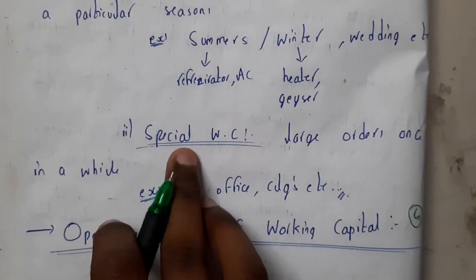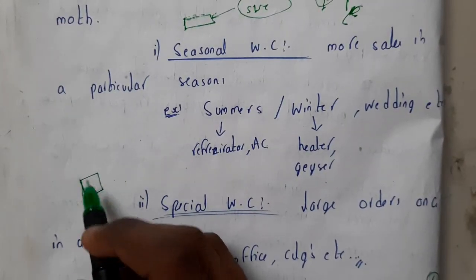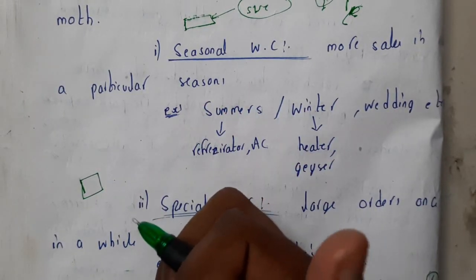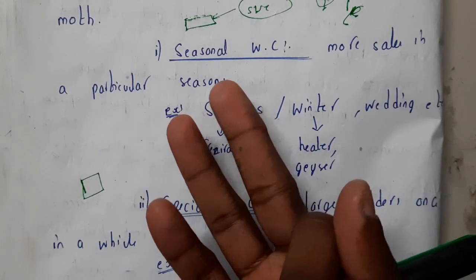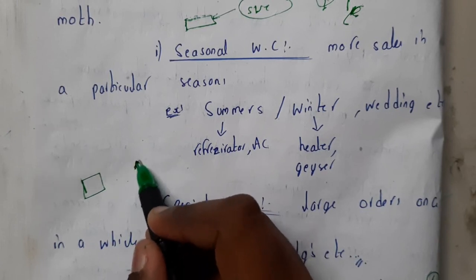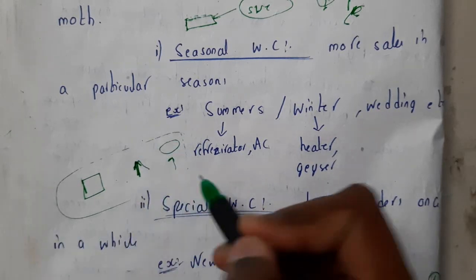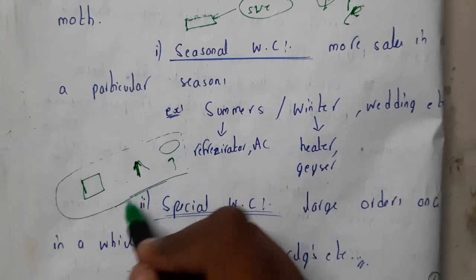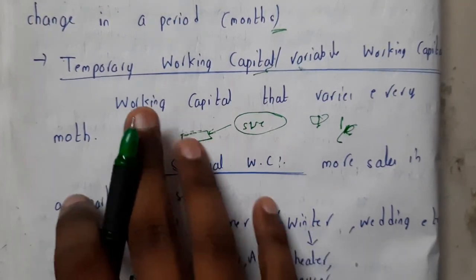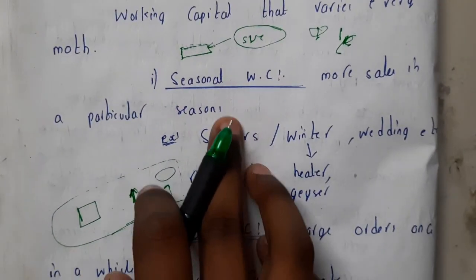Whereas special means, let us take a small example: every year, in June, July, August, in those three months, the bookshops or the stationery shops will be getting a huge demand for new books and all those things, right? So that is nothing but the special working capital. Buying in bulk on special events is nothing but your special working capital. So we have working capital that can vary every month. Those are nothing but two types.